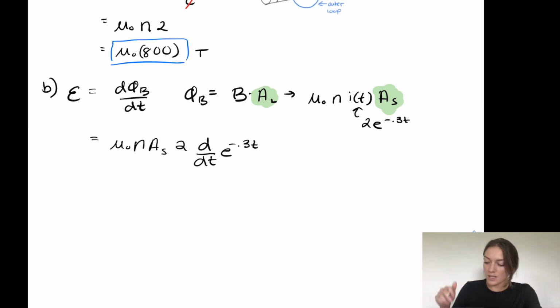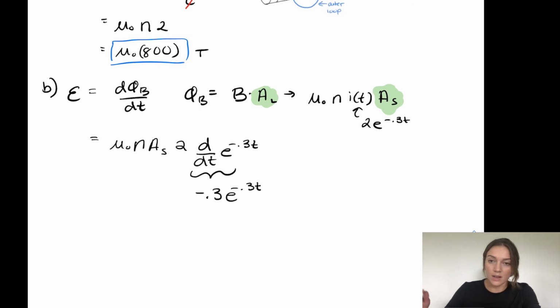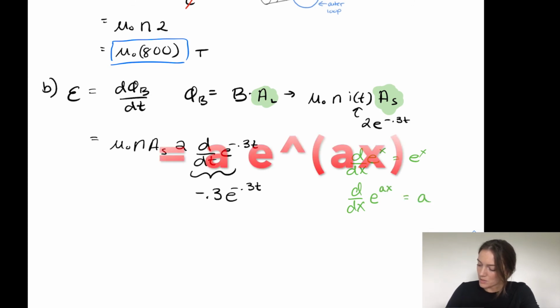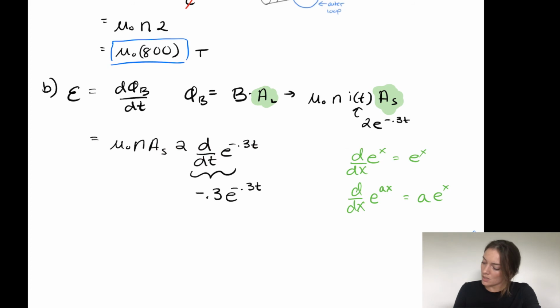So the derivative of e to the negative 0.3 times t is just negative 0.3 e to the negative 0.3t. If you don't remember how to take the derivative of the exponential, the derivative of e to the x is just e to the x. And if you have a constant in front, for instance d dx of e to the ax, where a is some constant, it will just be a e to the ax. Okay, so that's how you take the derivative of the exponential.